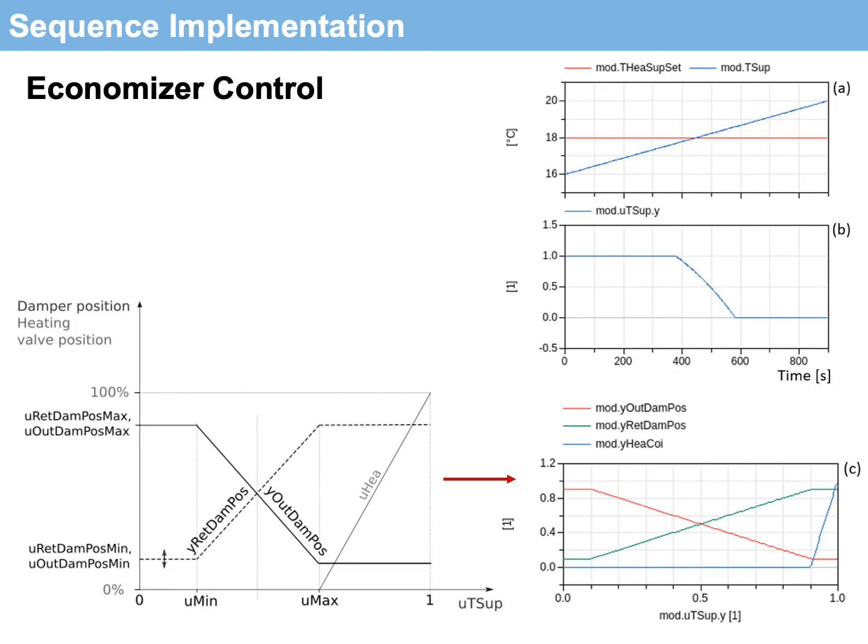And we see a verification where on the top right, we have a scenario with a constant heating / economizer set point temperature, and the measured supplier temperature is increasing from 16 to 20 over time, and we then see the corresponding supplier temperature control signal dropping from 1 to 0. If we then plot outside air damper position, return air damper position, and heating coil as a function of that supplier temperature control signal, we see we're able to reproduce the intent of the sequence that we see on the left.